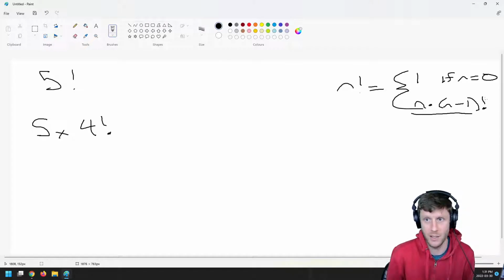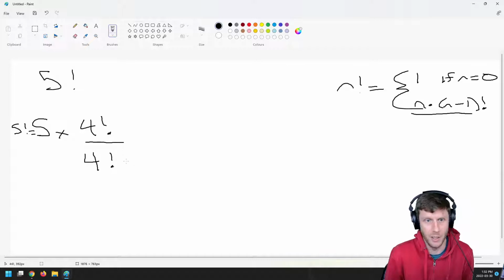And then we've got the factorial. So now we have this thing right here, but that's that subproblem. Is 4 equal to 0? No. So that means 4 factorial, 5 factorial equals 5 times 4 factorial.